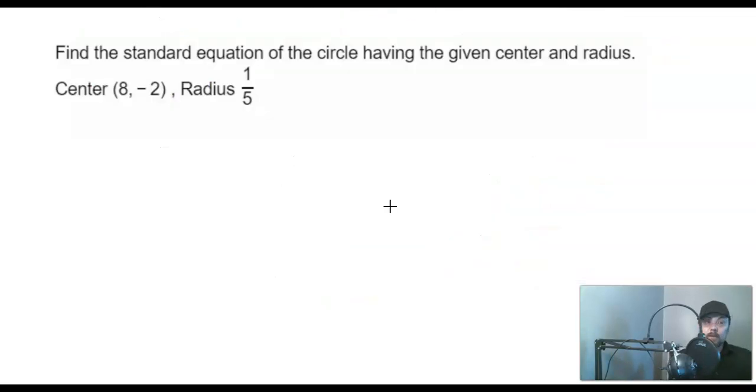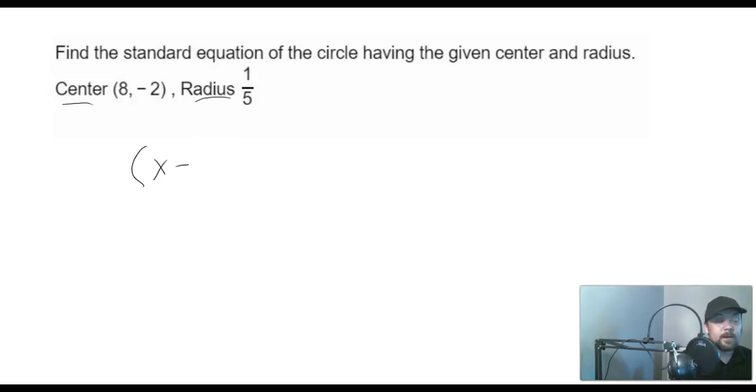Okay, now that was one version of circle problems. They give you the equation, they ask you to graph it and find the center and the radius. This is another version where they give you a description of the circle and then they want you to find the equation. So this time we're not given the equation, we are looking for the equation. And this is the easiest version of that problem because they just give us everything we need. Here's the center, here's the radius.